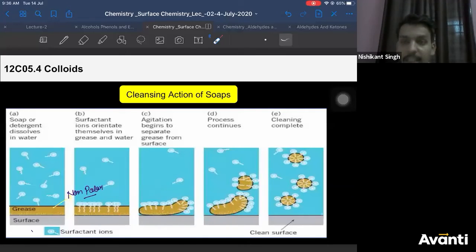Now see carefully how the hydrophobic part is pulling out the grease from the surface of the cloth. After some time you will observe the grease is removed from the surface of the cloth. And why is it being removed? Because this hydrophobic part is pulling it up.